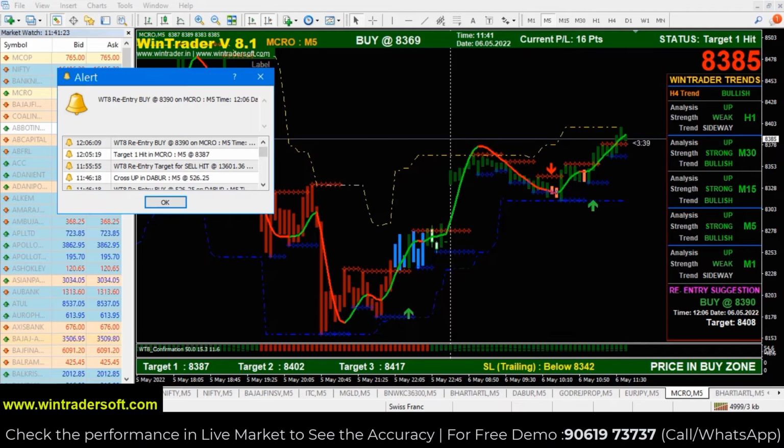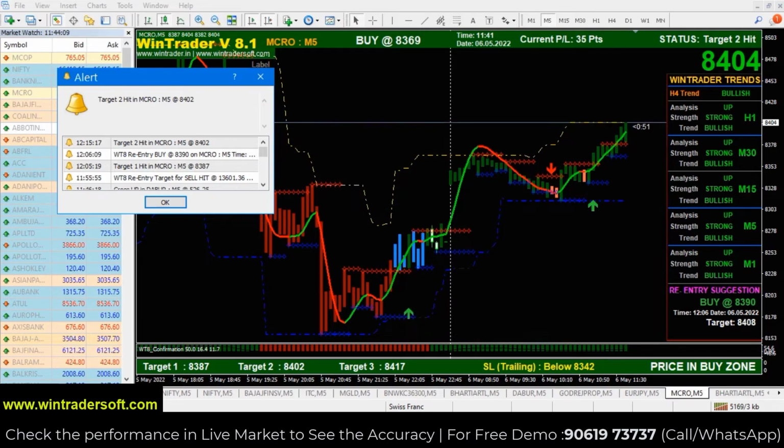And we can wait for the second target. The second target is 8,402. That means if the second target is achieved, then we will get 3,300 rupees. And if all targets are achieved, then we will get 4,800 rupees in one lot. So it achieved the second target. Our second target is 8,402. It's already achieved, and let's wait for the third target.